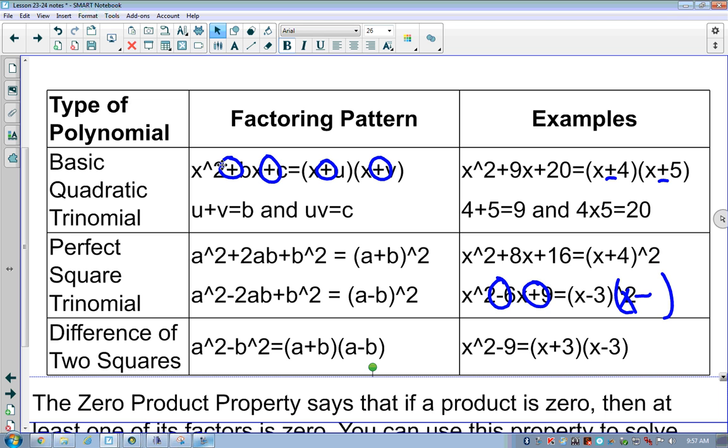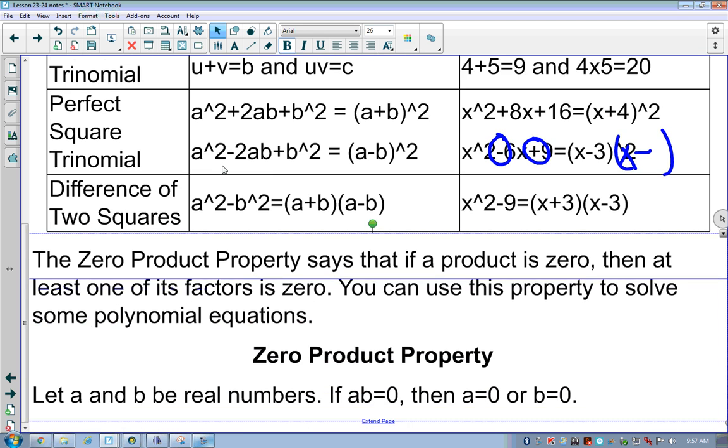All right, so the zero product property says that if a product is 0, then at least one of its factors is 0. You can use that property to solve some polynomial equations. We'll see some things like that later on. Let a and b be real numbers. If a times b equals 0, then either a is 0 or b is 0, or they're both 0. Okay, but those are my possibilities. That if everything comes out to 0, one of those parts has to be 0.